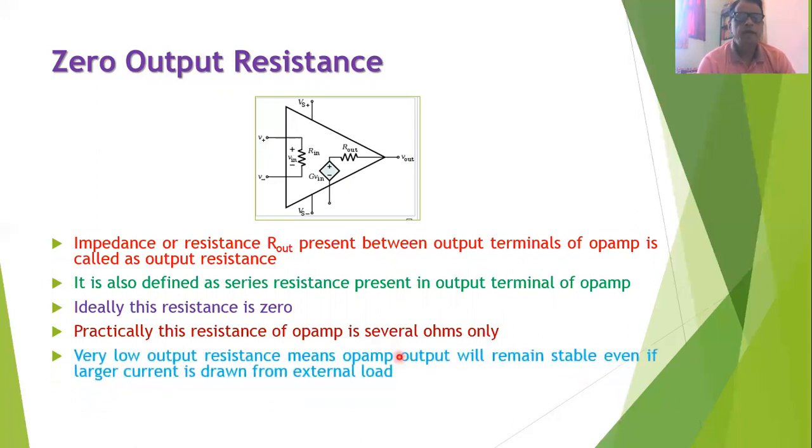When we have a very low output resistance, it means that the output will remain stable even if a larger amount of current is drawn by the external load. So whenever you connect some external load to the operational amplifier, and if that circuit draws some current, then even then the output of the operational amplifier will be stable, and it will not decrease or get reduced.